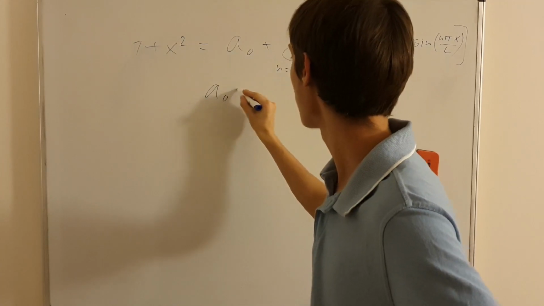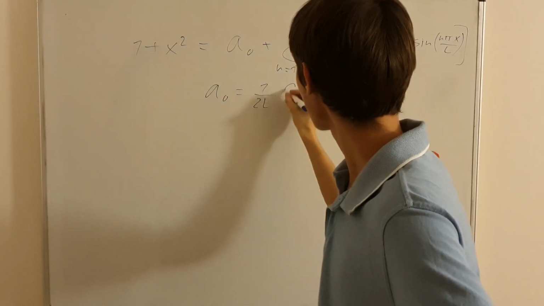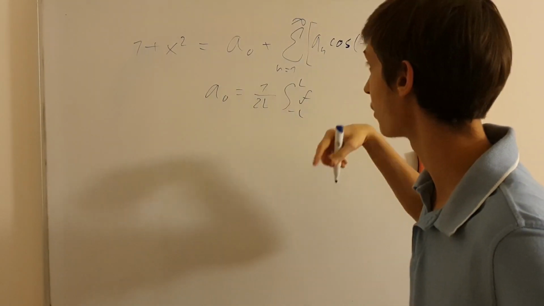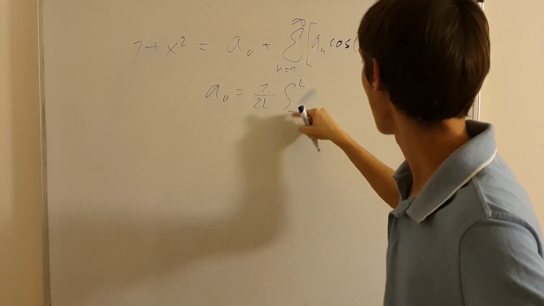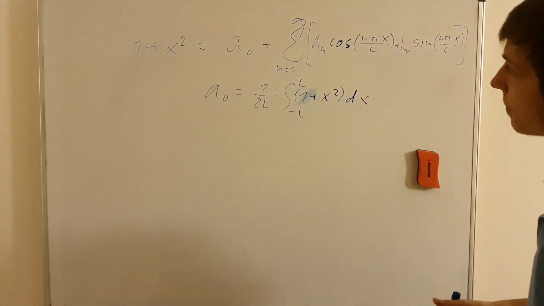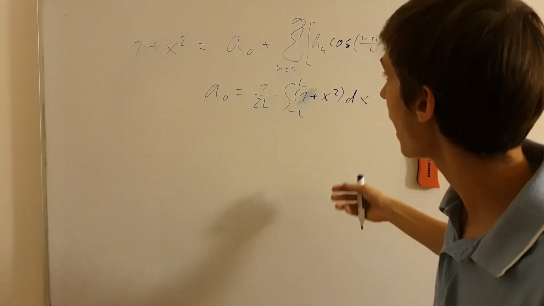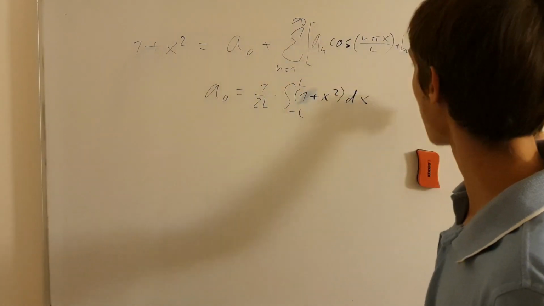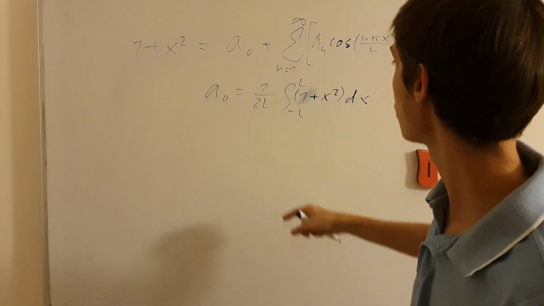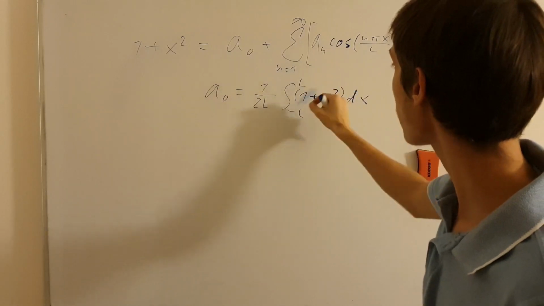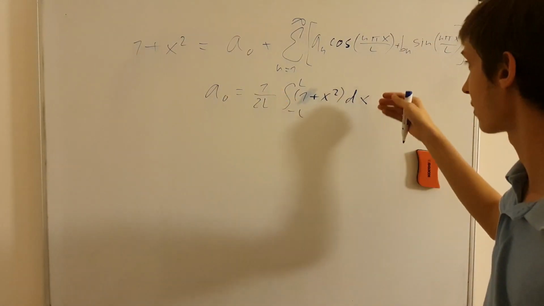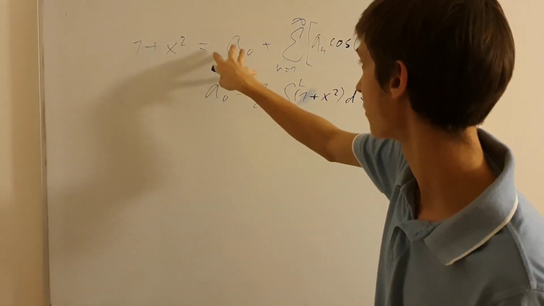So, the formula for a0 is as follows. It's 1 over 2L times the integral from minus L to L of the function that I'm re-expressing, so it's 1 plus x squared in this case, dx. So what I'm doing here is giving an expression that will replace a0. This is the structure that is getting followed, but a0 is also equal to 1 over 2L times the integral from minus L to L of the very function that I'm taking the Fourier expansion of, dx. So taking this integral will give me a sub 0.